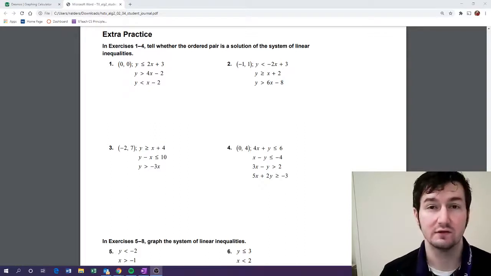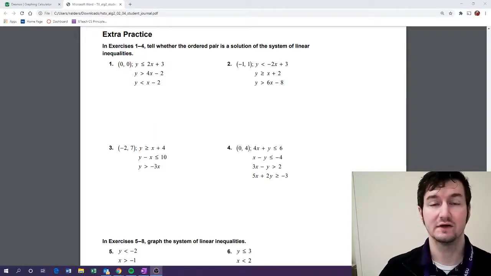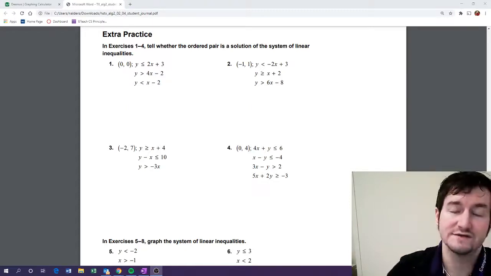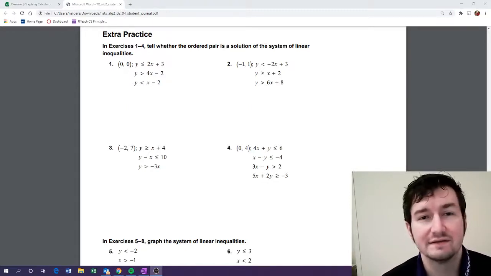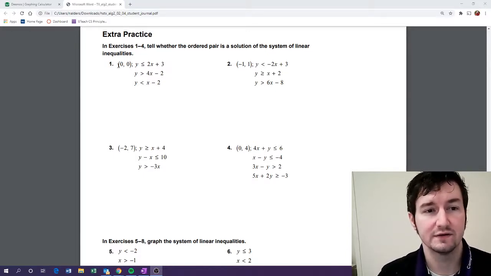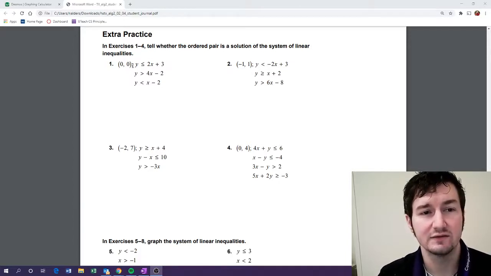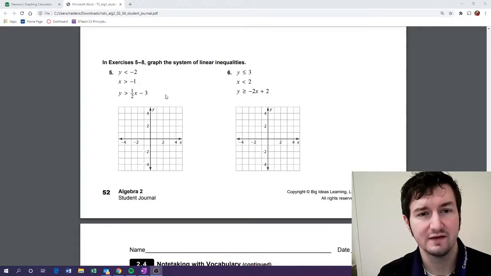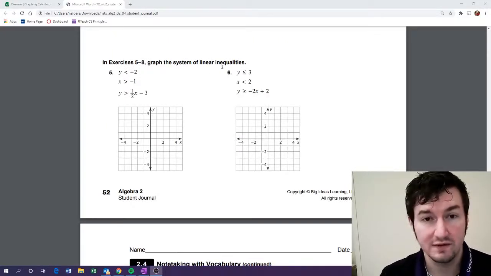This is actually part 2 of a two-part look at systems of inequalities. If you missed my first video, go back and watch that. In my first video, I looked at how to see whether or not a certain ordered pair satisfied a solution of 3 inequalities. But today we're actually going to look at how to graph a system of linear inequalities.